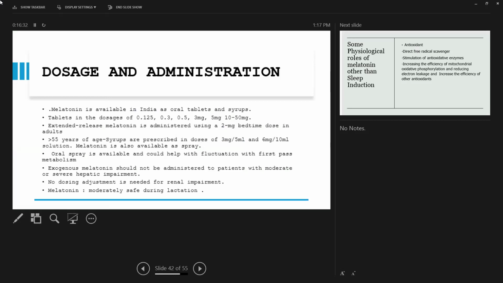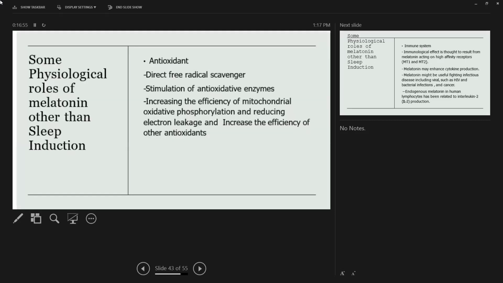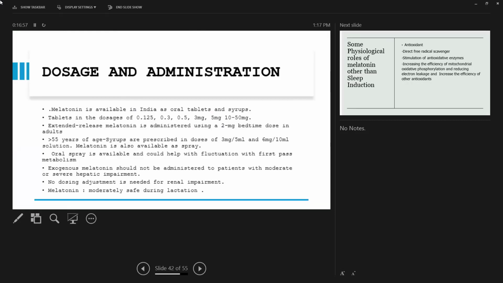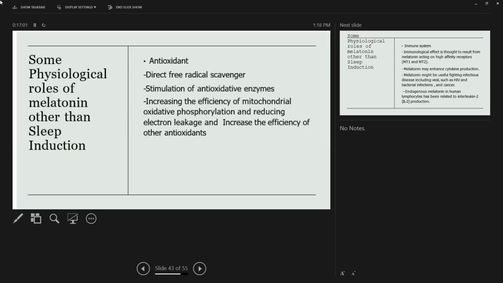Now, the doses in India: it is present as oral tablets and in syrups. Usually in the elderly, we give it as syrup in a dose of 3 mg per ml or 6 mg per 10 ml solution. It is also available as an oral spray. No dosing adjustment is needed in renal impairment. It is contraindicated in pregnancy, but it is safe during lactation.